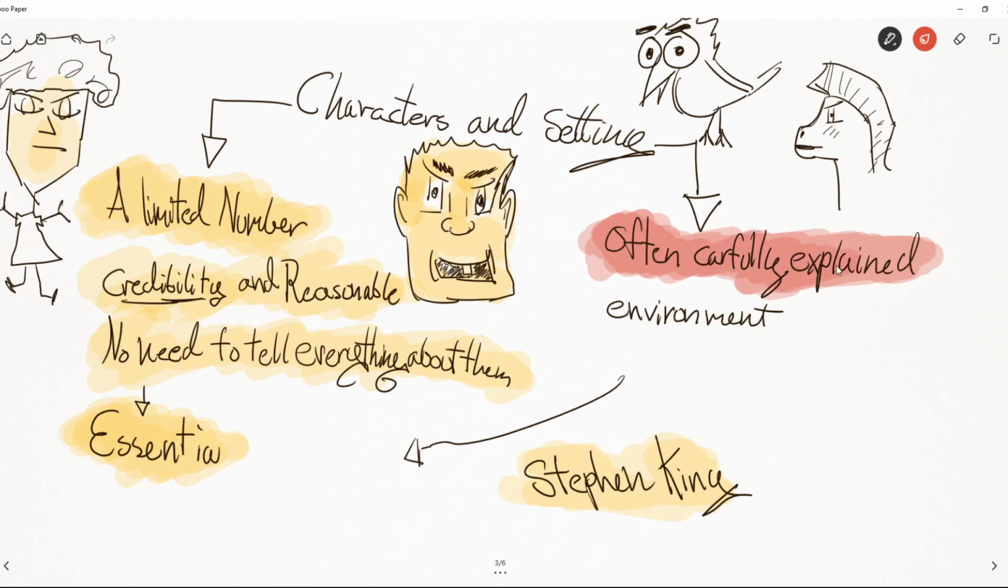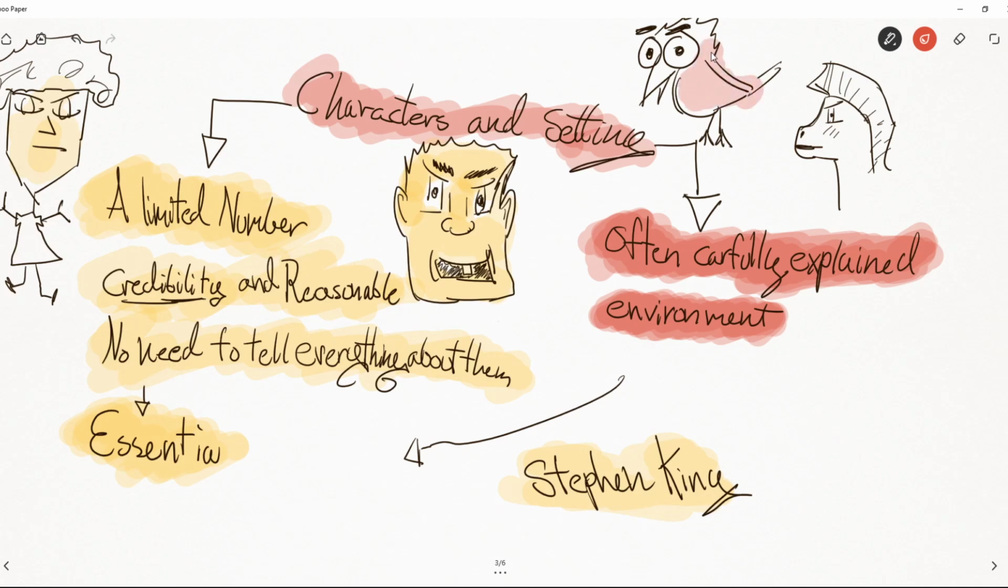And by explaining carefully, you don't need to tell it like you are a real estate guy, but you need to make sure that your environment is properly described. Don't overdo it, but you need to be very aware of what kind of stuff you will be talking about when you are explaining the setting of your story.